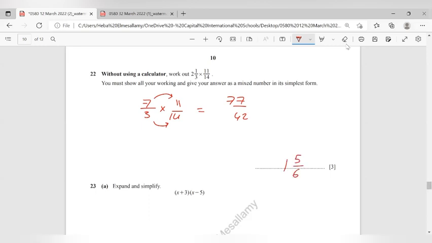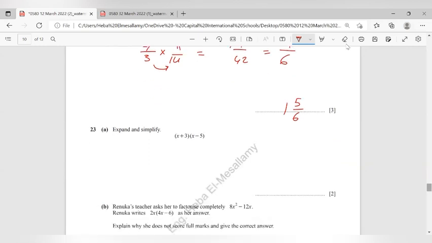So this is the final answer. You can just write 11 over 6 also here and then represent the final answer as shown.